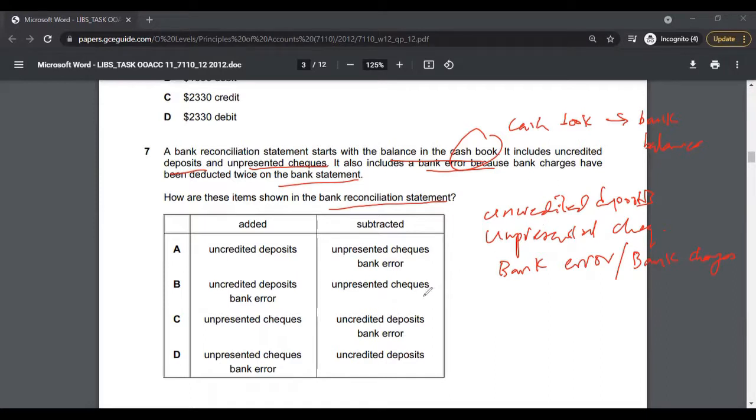Starting with the cash book balance, you would add the unpresented checks, and you would deduct the uncredited deposits and the bank charges. So therefore, the answer to multiple choice 7 would be option C.